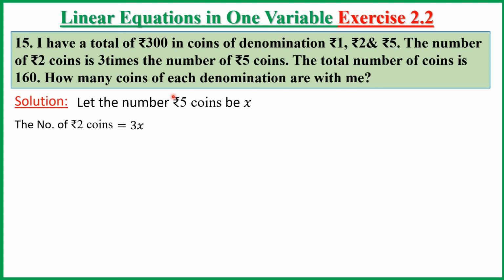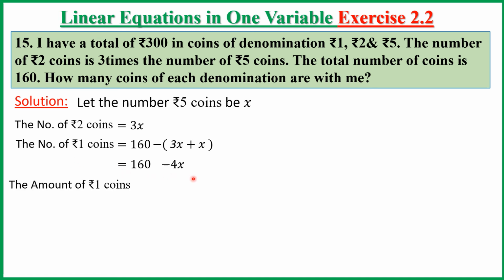So if you add and subtract by 160, you will be getting 1 rupee coins, the number of 1 rupee coins. So the number of 1 rupee coins equals 160, that is the total number of coins, minus 3x plus x, that is the total number of 2 rupee coins plus 5 rupee coins. Then we will be getting the number of 1 rupee coins. So 3x plus x equals 4x, that's equal to 160 minus 4x. So the number of 1 rupee coins equals 160 minus 4x.